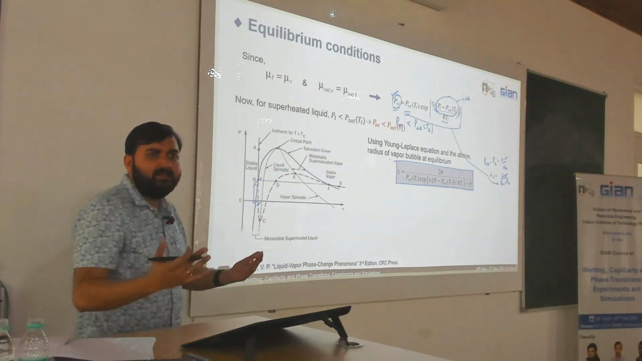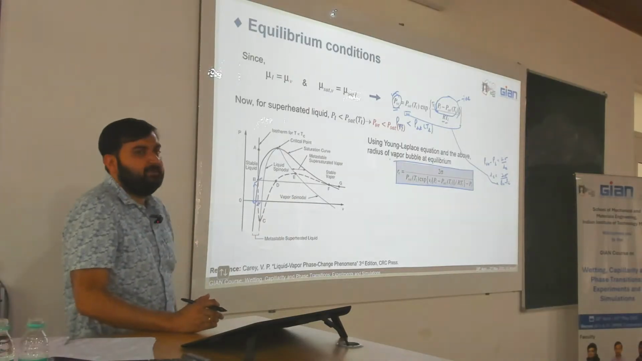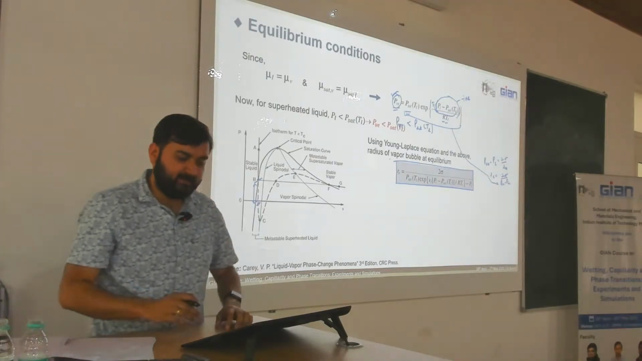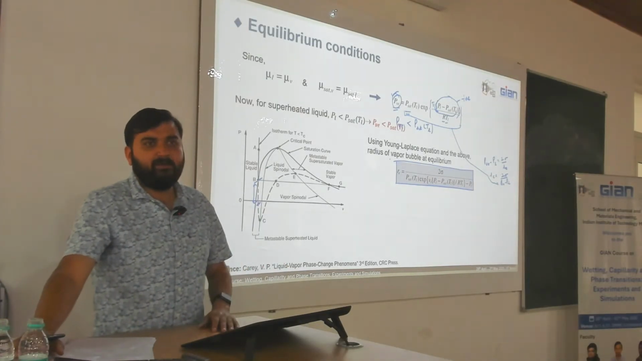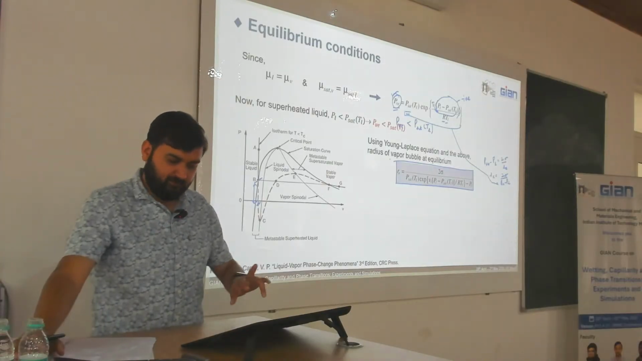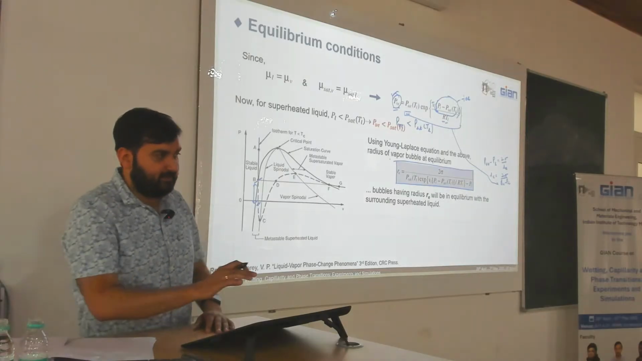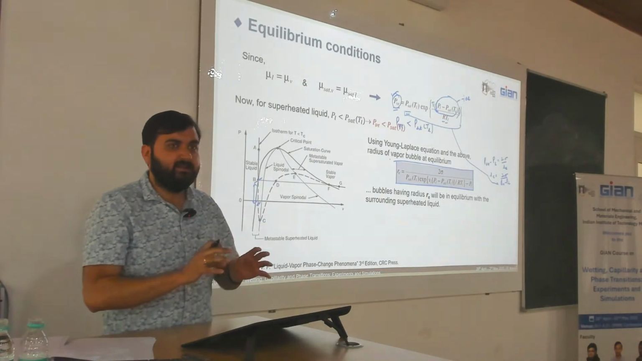Of course, next we will see if this equilibrium is stable or unstable, or if any perturbation takes place, what will happen to the system. But for now, this is the equilibrium radius that we have found using the Young's Laplace equation, as well as the correlation between the pressures here. And this is where the vapor is surrounded by a metastable liquid.